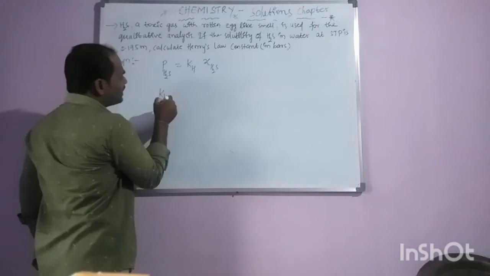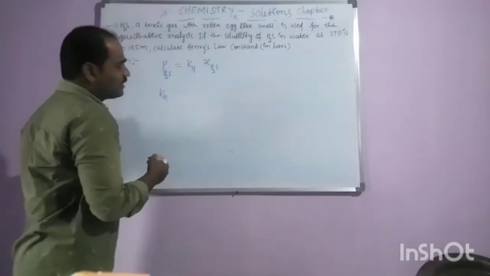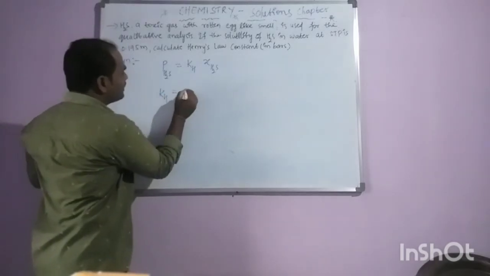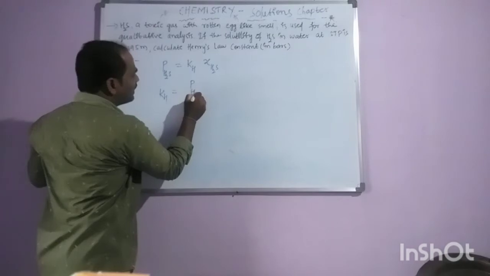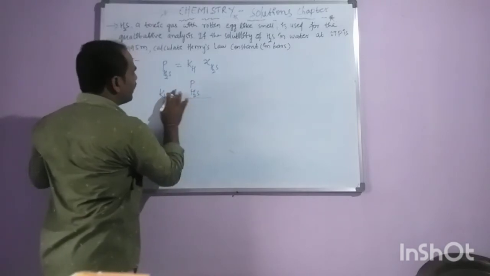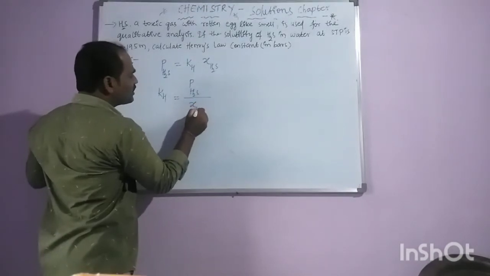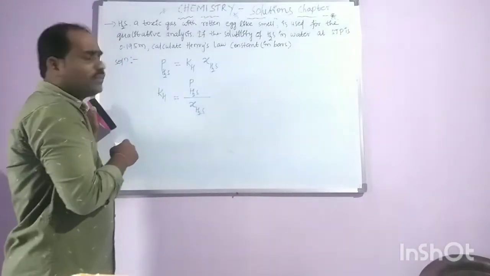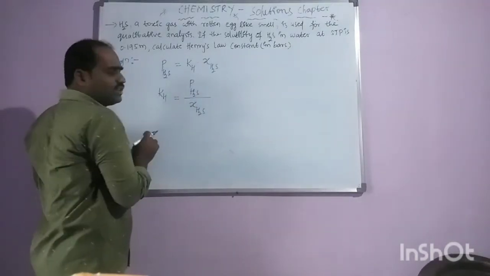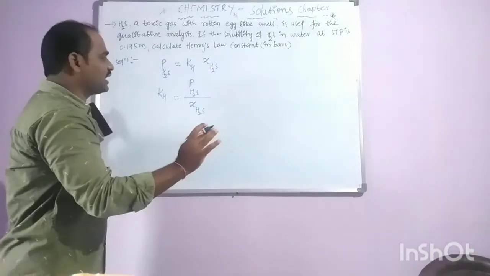What is being asked in this problem? Calculate the Henry's law constant in bars. Then Henry's law constant is equal to the partial pressure of the gas divided by the mole fraction of the gas. In the given problem, the partial pressure and the mole fraction of the gas are not given.